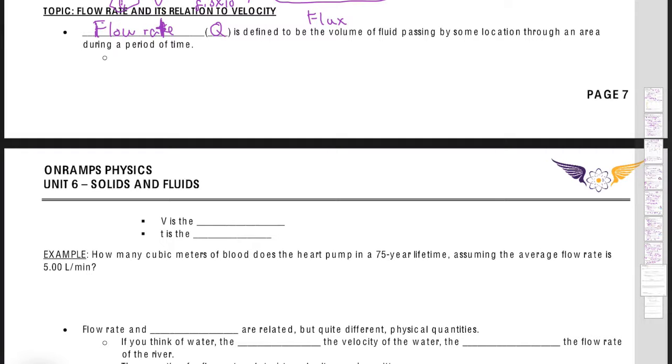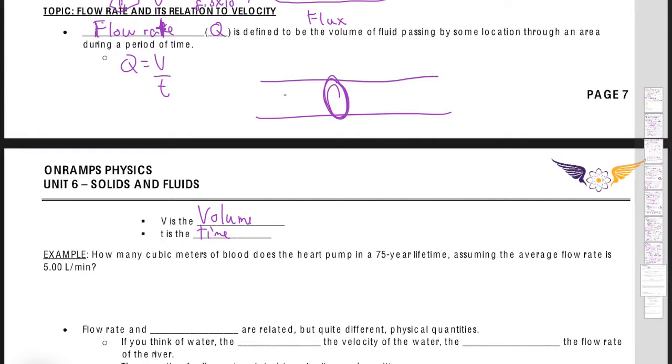And so the flow rate Q is rate, which is simply V over T. So I have a volume of a liquid or a fluid passing through a certain area for a given amount of time. V is the volume, and T is the time of flow. If I had a tube and a sensor, and the sensor says in 1 second there's 5 cubic meters flowing through, then I would have a flow rate of 5 cubic meters per second. That's what flow rate means.